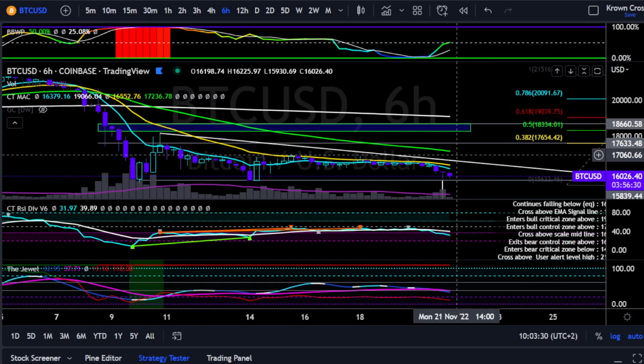But realistically, long term, as long as Bitcoin's below 18,000 bucks now, bears are in control. And well, bears being in control just means that it's not really time for me to be saying that there is a low in sight just yet. So yeah, there's your nice and positive message for the day.